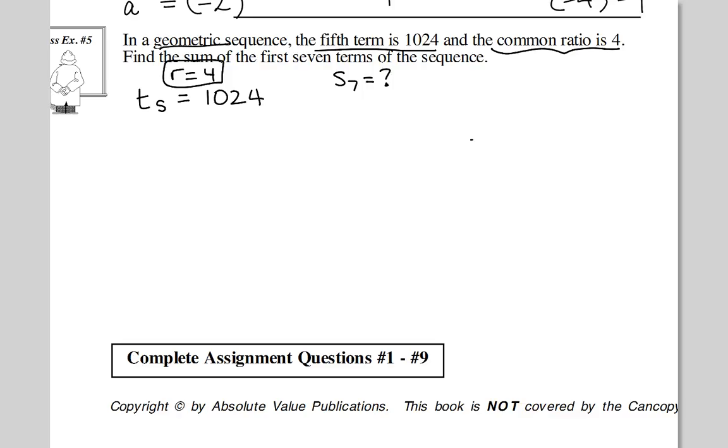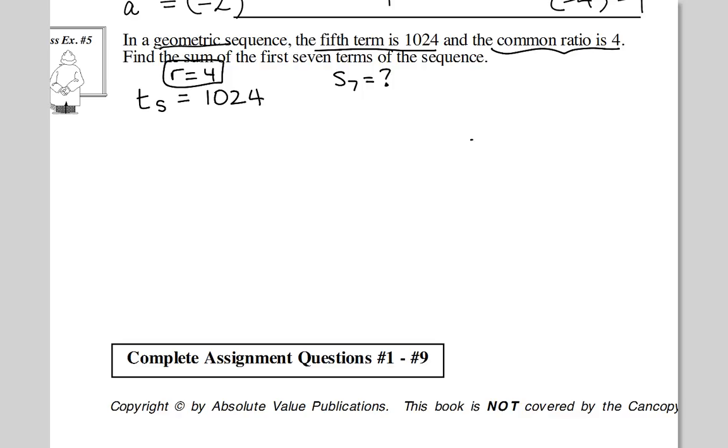Now in the first page I told you that for both formulas you need A, and we don't have that. So how in the heck are we going to find A? We're not. No, that's for arithmetic, I think, maybe. I don't know where you're going with that, but maybe you're on the right track.